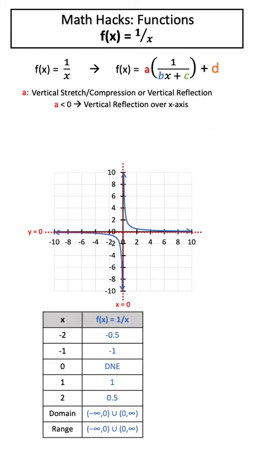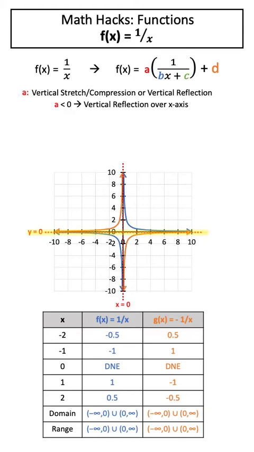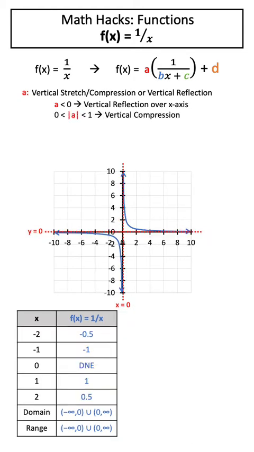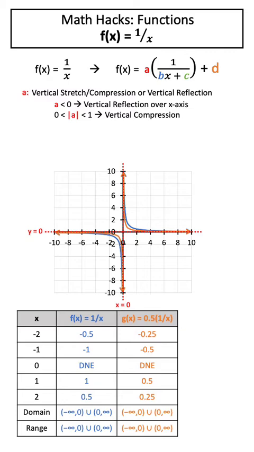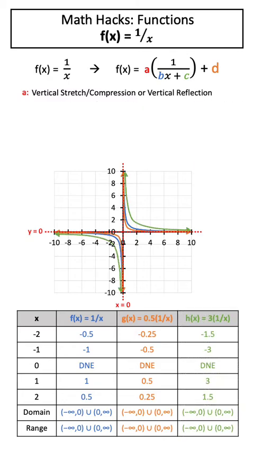If a is less than 0, this will vertically reflect our function over the x-axis. If the absolute value of a is between 0 and 1, this will vertically compress our function, whereas if the absolute value of a is greater than 1, this will vertically stretch our function.